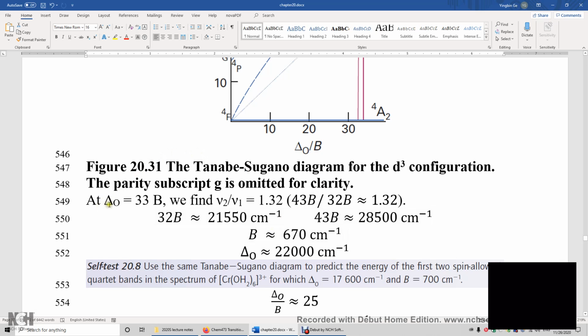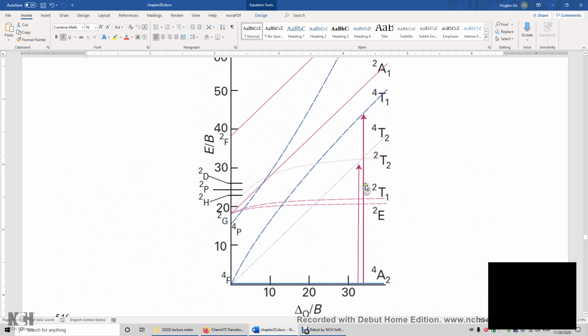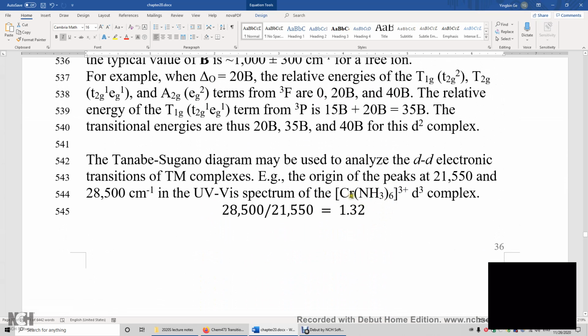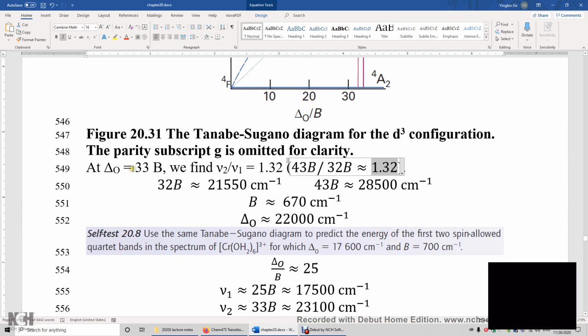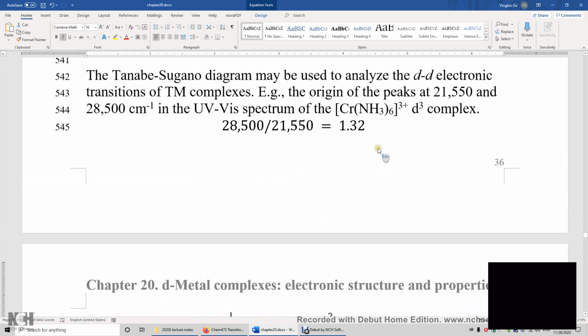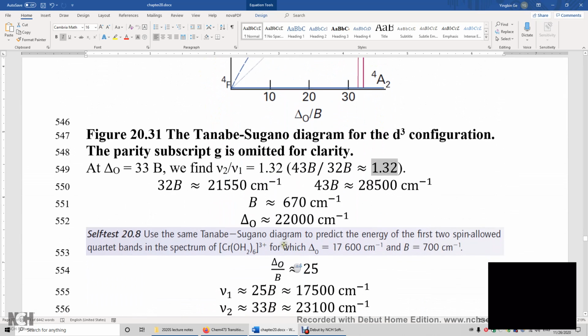And over here we know delta O is equal to 33B, because when delta O is 33B, we find the ratio is 1.32. This ratio matches the ratio between the two peaks in the UV-Vis spectrum of this compound, 1.32. And then we can compute delta O. Delta O is 33 times B. It's just 22,000 wave numbers. So I think this makes sense for this ammonia ligand, roughly 22,000.